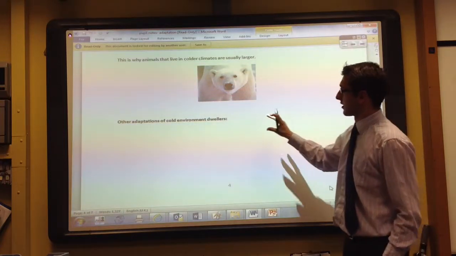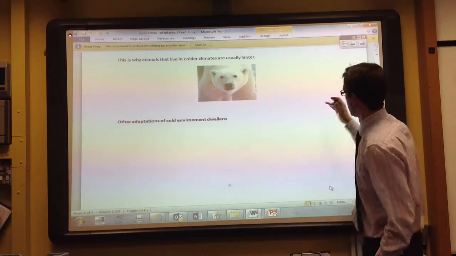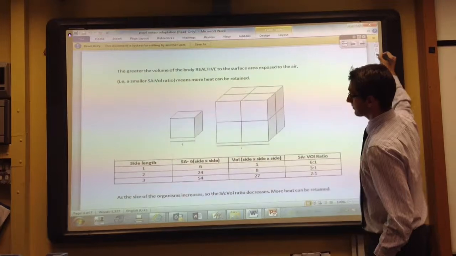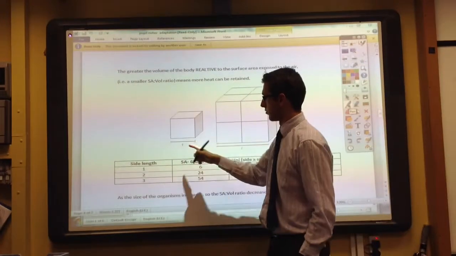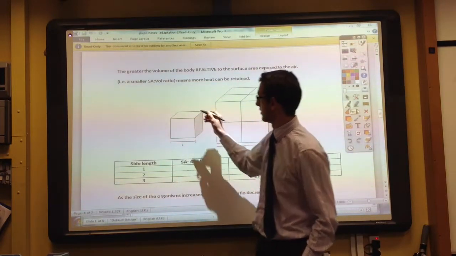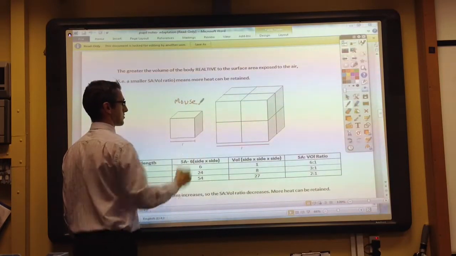It's simpler to think about, rather than an individual organism and its size, a cube instead. So we could perhaps consider a cube with side length 1 centimetre, 1 by 1 by 1, as being a small organism such as a mouse.